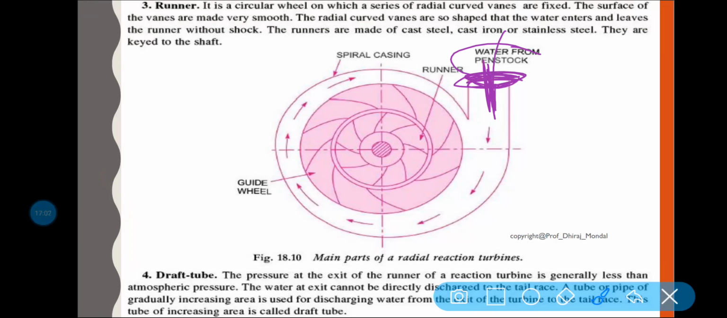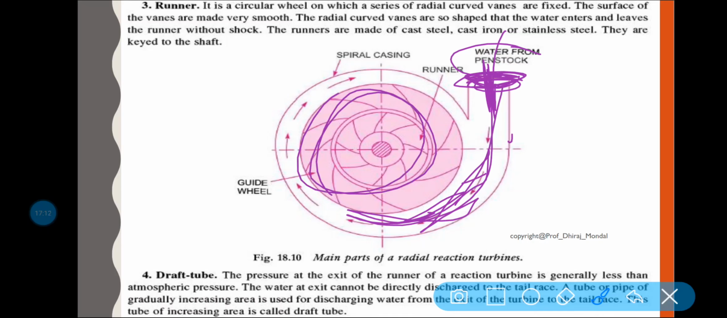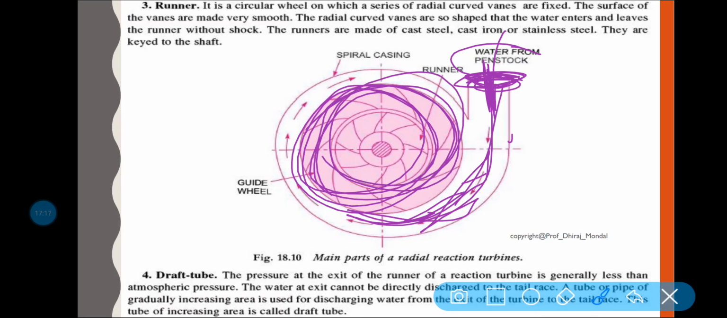So at the inlet of the turbine, pressure energy and kinetic energy, and these pressure energies go on increasing, changing into kinetic energy. Through this spiral casing the water is entering into the system, and as a whole we are getting the shaft work. Clear?